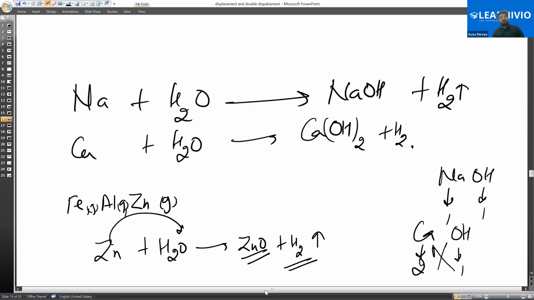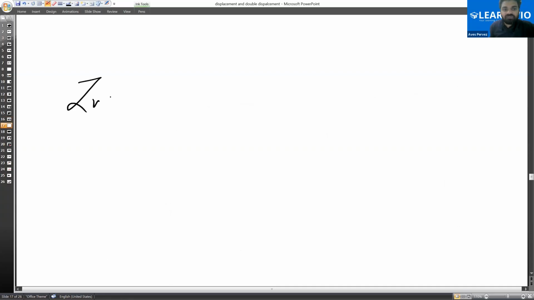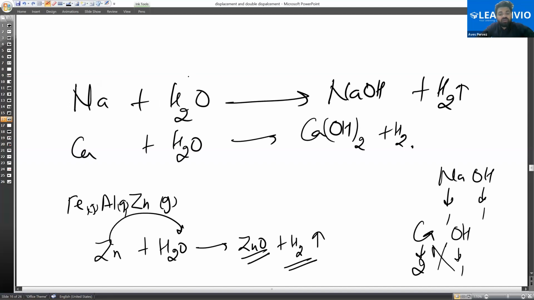Plus hydrogen gas. So what I'm trying to say is that ZnO, zinc oxide, will react with... So it is saying zinc. Why is this reaction happening? Is it a displacement reaction? Afrin, is it a displacement reaction? Yes. Zinc is more reactive than hydrogen. Here it is displacing the hydrogen.